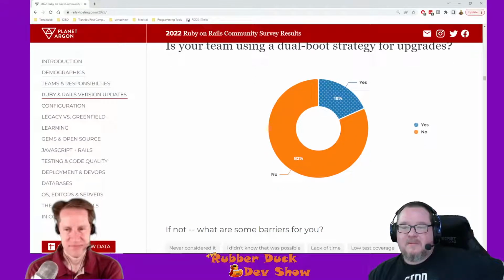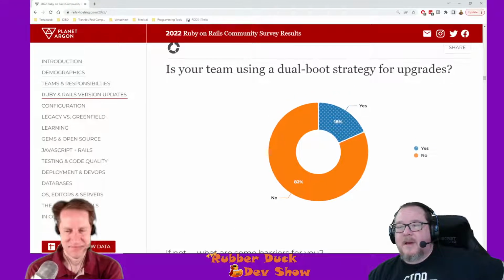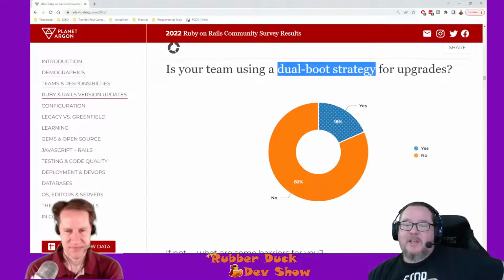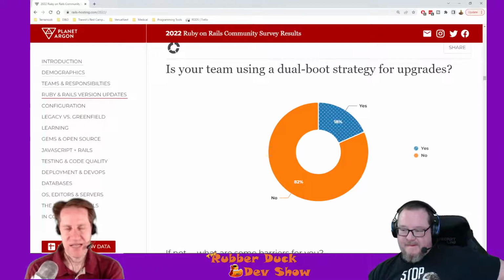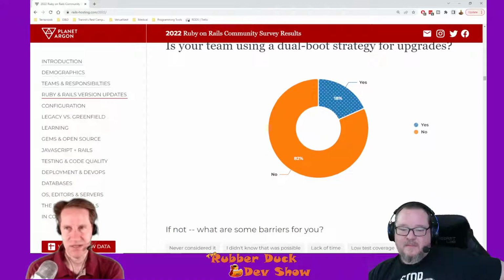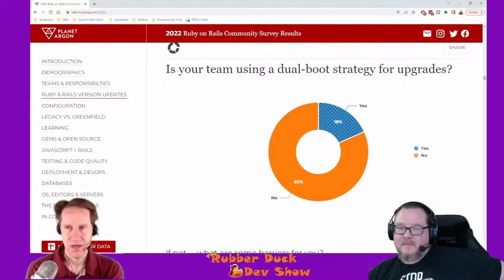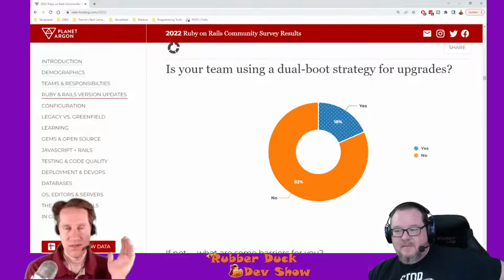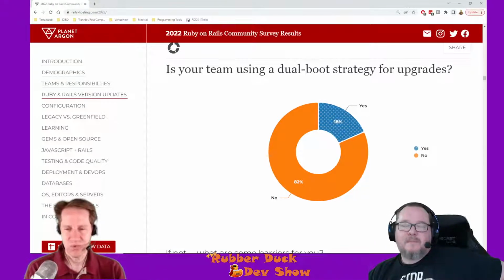No. What? Why? I don't understand. Maybe I'm misunderstanding what they mean by dual boot strategy. It's this technique that a number of shops, not necessarily consulting shops, but even just product companies have done, where you have one set of gems, like a separate Gemfile. So you can literally switch the application between versions.